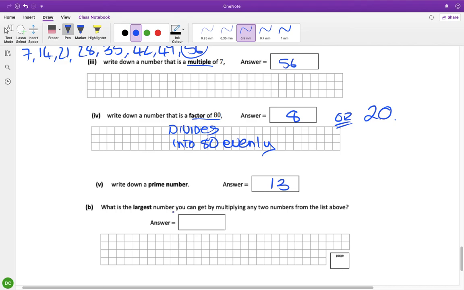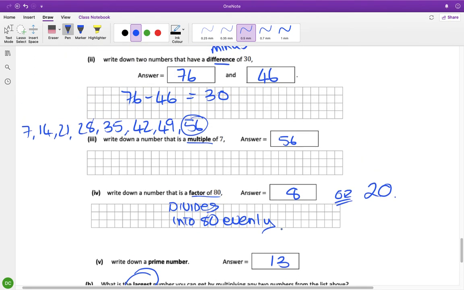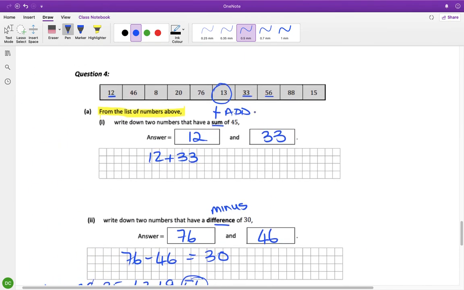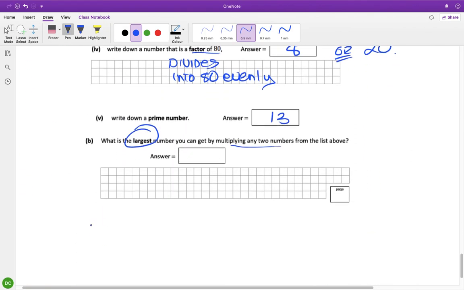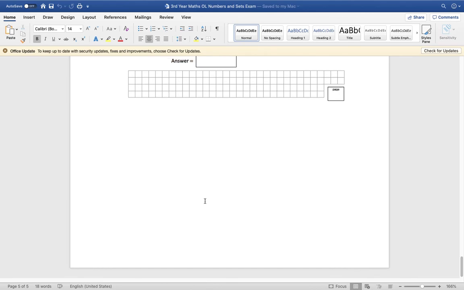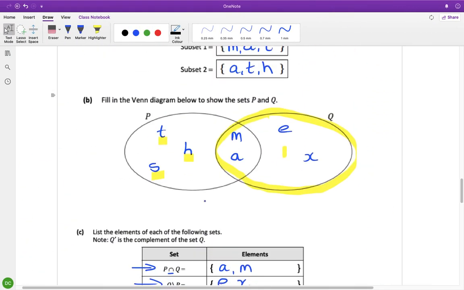13. What is the largest number you get by multiplying any two of the numbers? So if we're trying to get the largest number by multiplying two numbers, we need to multiply the two biggest numbers. So is it 88 and 76? So if I do 88 multiplied by 76, 6688 is the answer. Alright, I think that's it. Yep. So please go through and make your corrections.